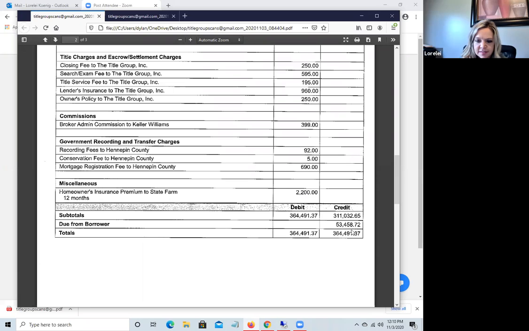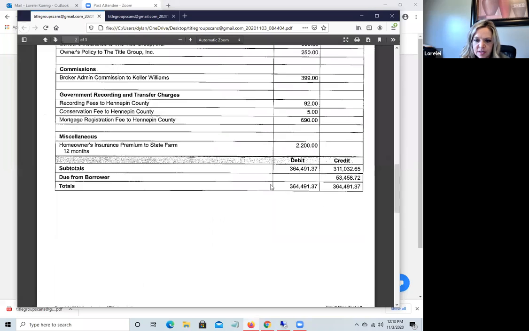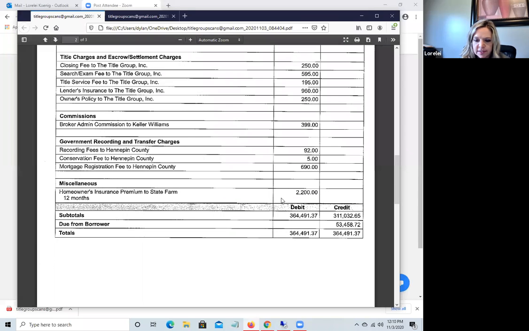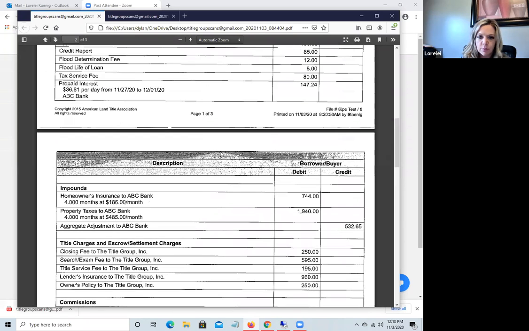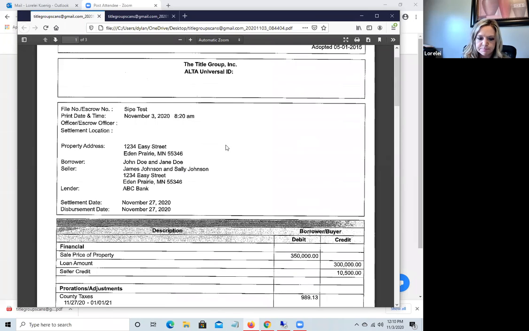So the debits minus the credits in this scenario, the borrower is bringing in $53,458.72. So typically what we ask for is a cashier's check or a wire. I know you probably all are aware of the wire fraud that's been prevalent lately. So a lot of buyers are not comfortable with sending wires anymore. And most title companies are now accepting cashier's checks for any amount, but it's always a good idea to check on behalf of your buyer. They should get that information prior to the close. And then we will send them wire instructions if they choose to wire ahead of time.